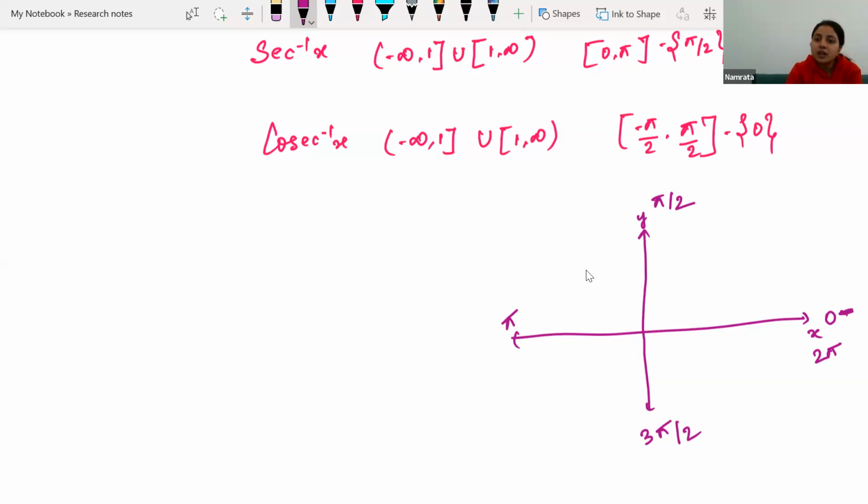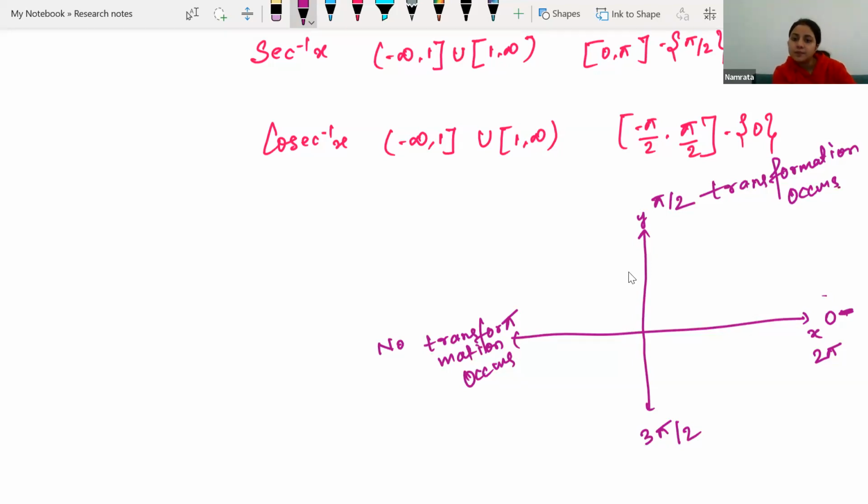Now on the x-axis, on this line, no transformation occurs. And on the y-axis, transformation occurs. What exactly is the meaning of this? I am telling you, just wait for a bit. Transformation occurs.